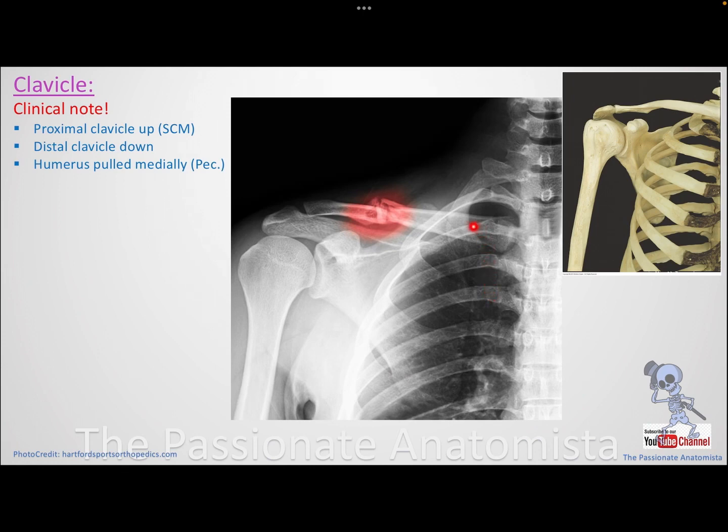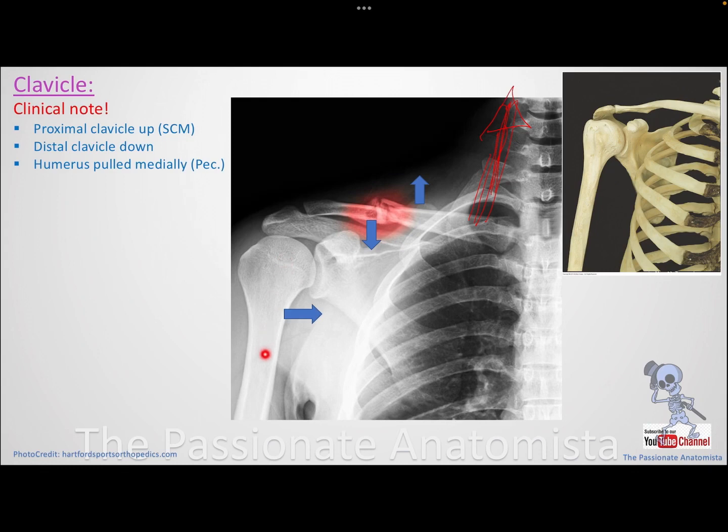And when we get a fracture in the clavicle, in the middle third, what's going to happen is, if you look at the clavicle itself, you will find that the medial part, or the proximal fragment, is going to move superiorly. The lateral half, or the distal half, is going to move down, and the humerus is going to be pulled medially. Why is the medial part of the clavicle going to be pulled up? Because here we have the attachment of the sternocleidomastoid muscle, which is going to pull it up. So that will bring it up, all right? And what's going to happen to the distal half? The distal half will move down because of the pull of gravity.